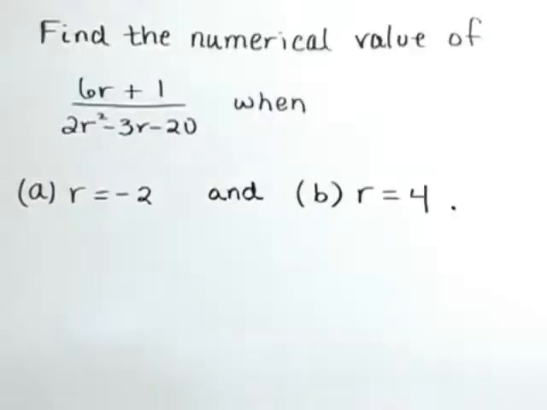Find the numerical value of (6r + 1)/(2r² − 3r − 20) when, in part A, r is equal to −2, and in part B, when r is equal to 4.